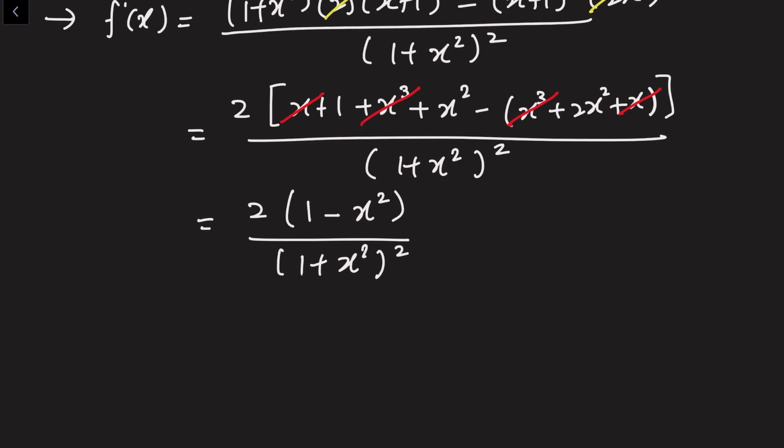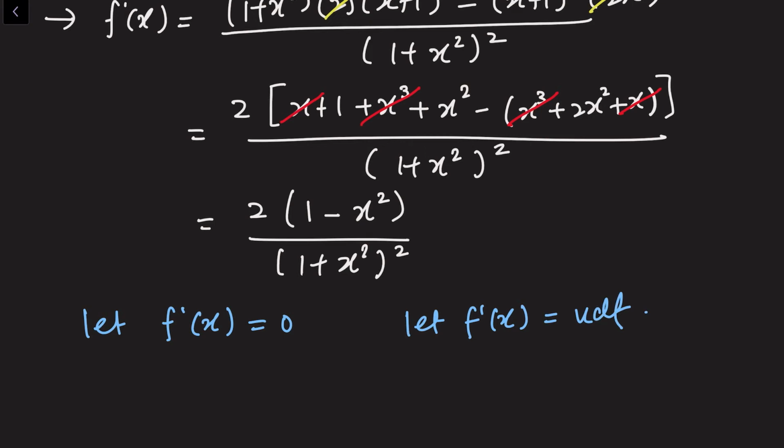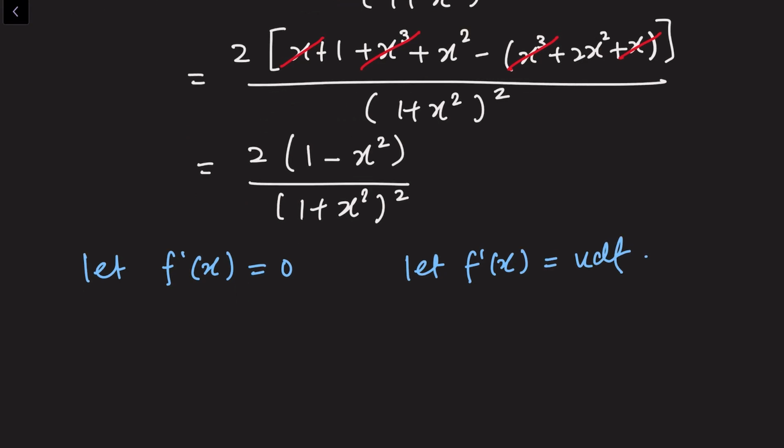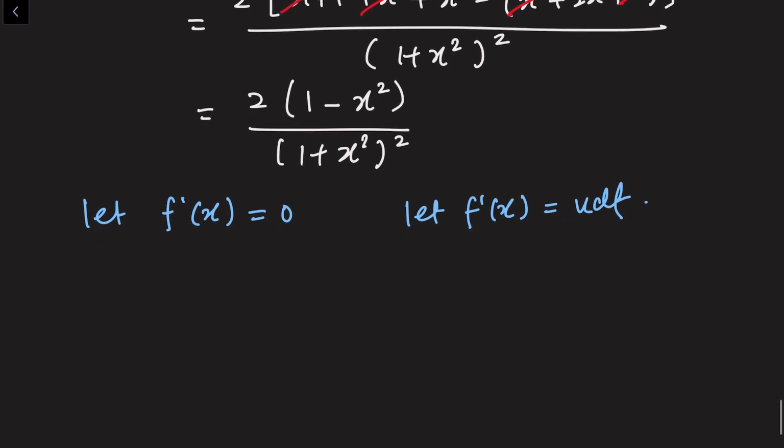So the next step that we need to do is to find the possible critical. Let f prime of x be 0, and because it is a rational function, we also let it be undefined. But I think we don't have any x value that will make the first derivative undefined, so don't worry. But I'm not sure about the second derivative. So what we have here is 1 minus x squared over 1 plus x squared equals 0.